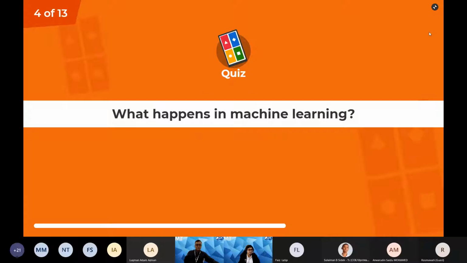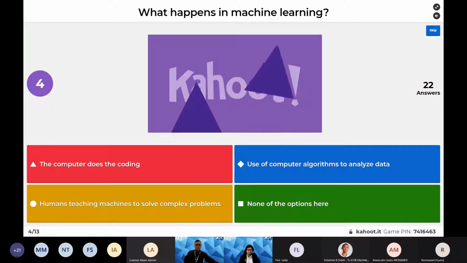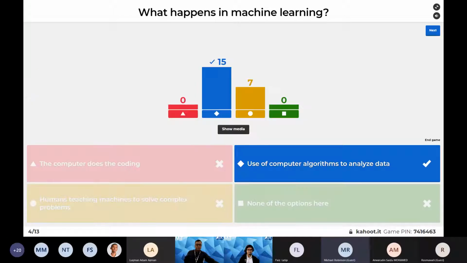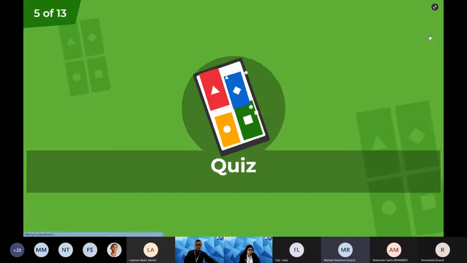Next question. What happens in machine learning? Does the computer do some coding, or is it use of computer algorithms to analyze data, humans teaching machines to solve complex problems, or none of the options here? About 60% of you got that right: use of computer algorithms to analyze data. Still Agi in first place. Let's see if anyone can topple Agi.